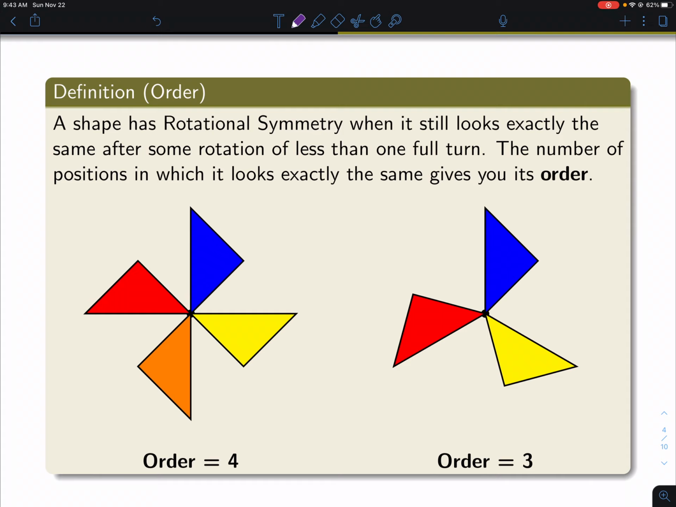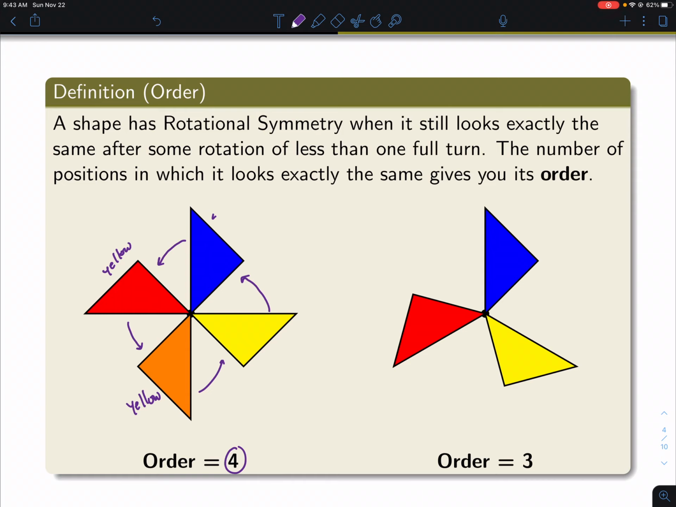For example, in this case, if we rotated this 90 degrees, this yellow would be at the top. If we rotated it another 90, now the yellow would be over here. If we rotated another 90, the yellow would be down here. And finally, if we rotated it the last 90, the yellow would get back to the beginning. It still looks the same at each turn, and since it took 4 rotations, that tells us the order in this case.